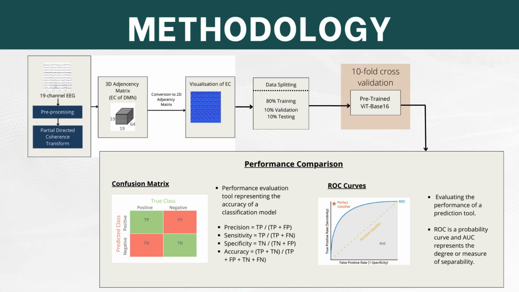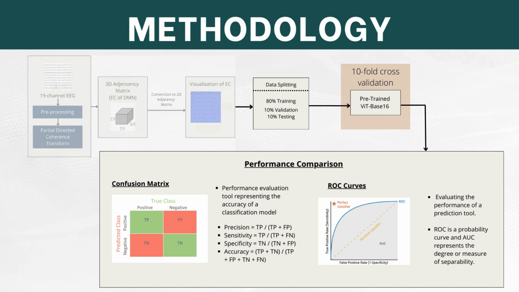Now, let's move on with the methodology. Initially, 19-channel raw EEG data is collected from 30 MDD and 30 HC individuals. After the completion of data preprocessing, the EC analysis of the default mode network was carried out by constructing a partial direct coherence matrix, which provided an insight into the connectivity patterns among all 19 channels across 64 different time bins.